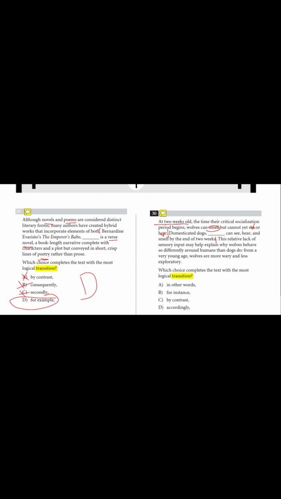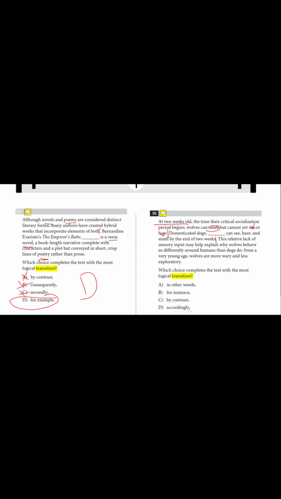On the other hand, dogs can see, smell, and hear at the same age. So there is a difference or disagreement between the two ideas. Let's move on. So this relative lack of sensory input may help explain why wolves behave so differently around humans than dogs do. From a very young age, wolves are more wary and less exploratory. So I can tell for sure that the two ideas contradict each other, or there is a disagreement between the two sentences. So I'm going to search for a transition word or phrase that can help me express disagreement.